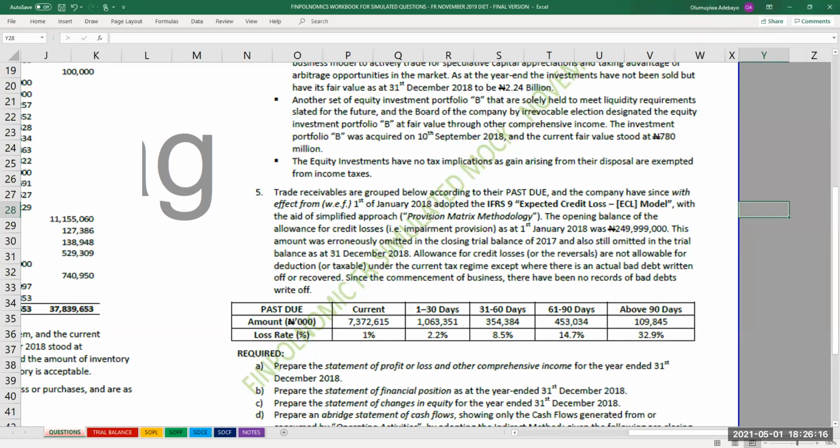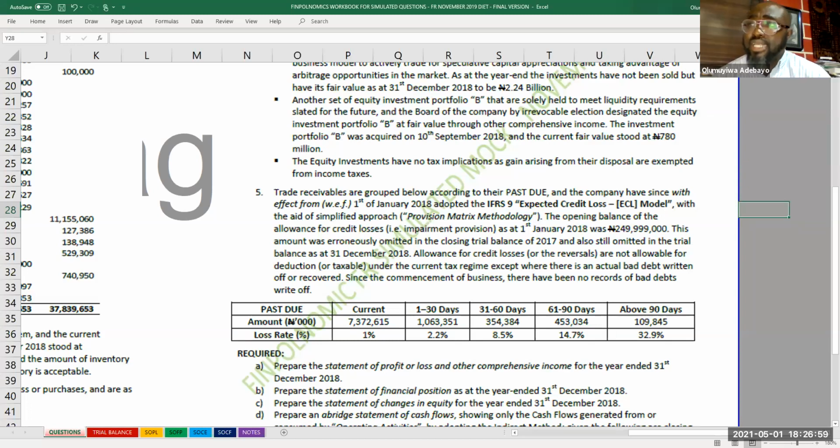Since this is a provision, an allowance that was omitted, this provision will be deducted from the retained earnings of the previous year, which is 2017, to get the actual new retained earnings, the net profit rather, for that year. And then that will now form the opening balance for your 2018 report.